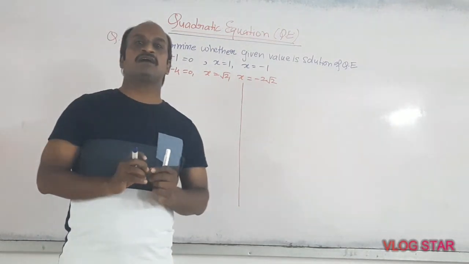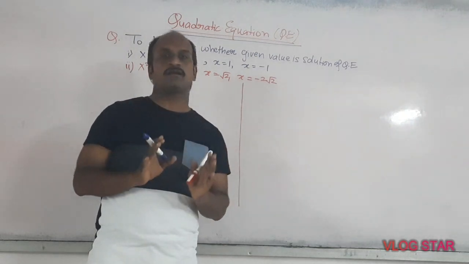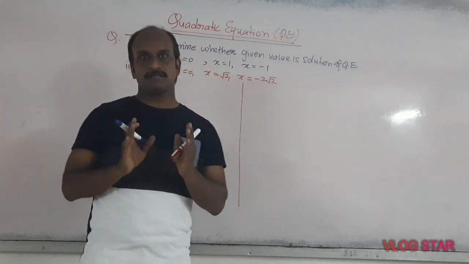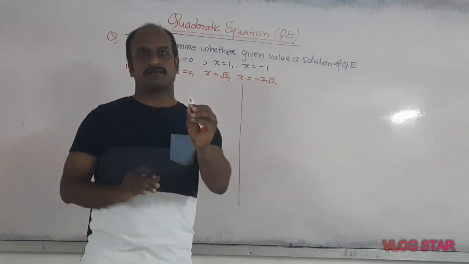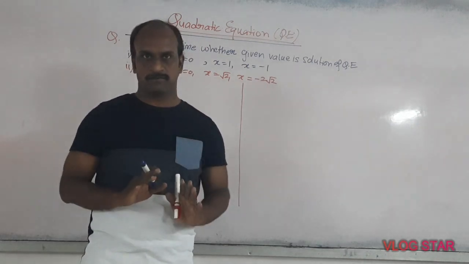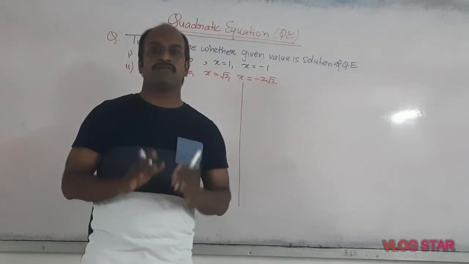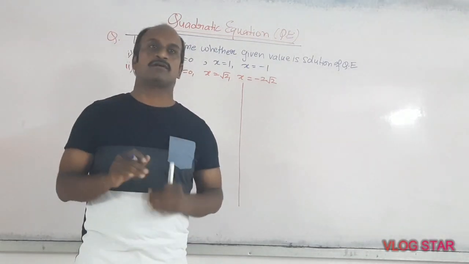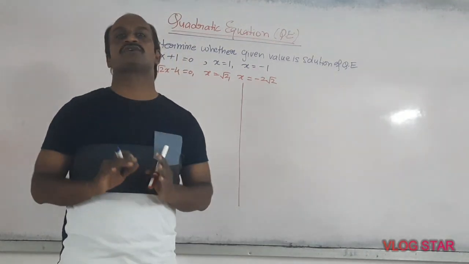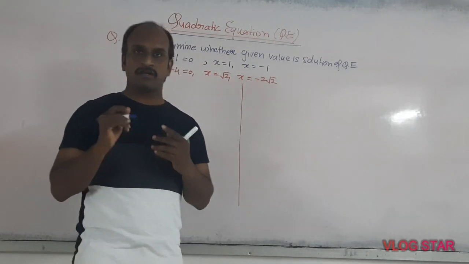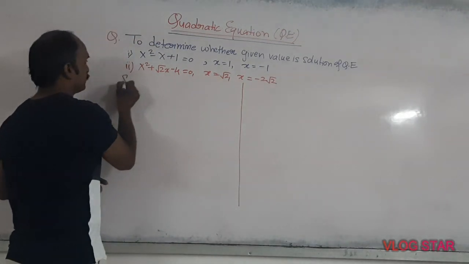The basic criterion to find out whether a given value is an answer of the given equation or not is to put the value of x in place of the variable. You will easily get it: if it is coming 0, it's a solution of the given equation. If it is not coming 0, it's not a solution of the given equation. So what you have to do, let's look at here.